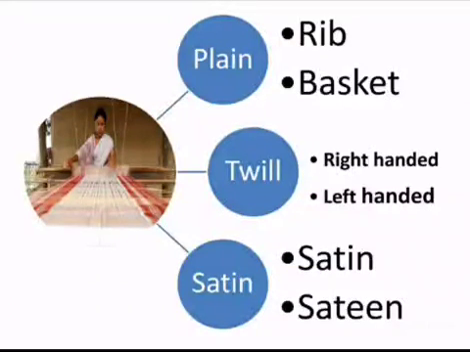Classification of weaves. There are three basic weaves: plain weave, twill weave and satin weave. All other weaves are variations or a combination of these weaves. The plain weave is the simplest of the weaves. It consists of interlacing warp and filling yarns in a pattern of over one and under one. The filling yarn moves over the first warp yarn, under the second, over the third, under the fourth and so on.